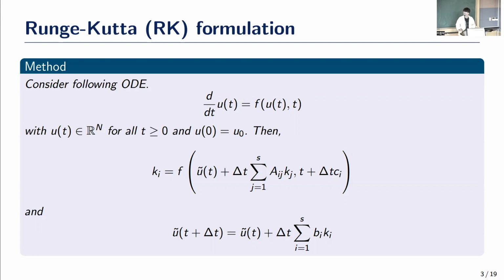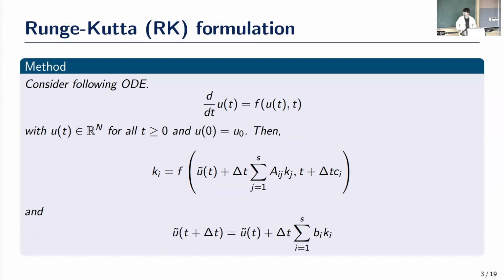Let's consider the following ODE: d over dt u(t) equals f(u(t)), where u(t) is an n-dimensional vector with an initial condition. Then u(t plus delta t) can be represented as u(t) plus delta t times the sum of b_i k_i, where k_i is as follows.